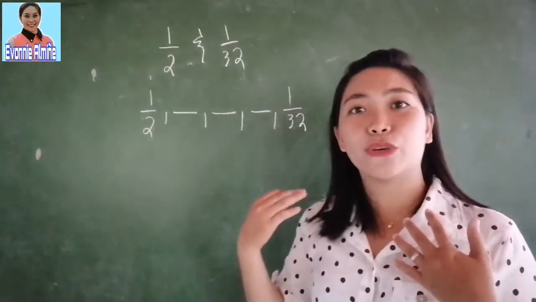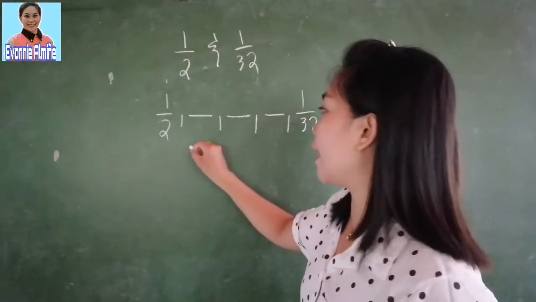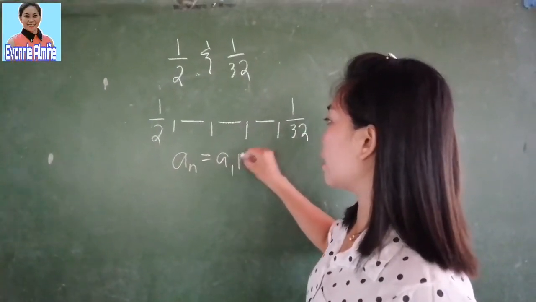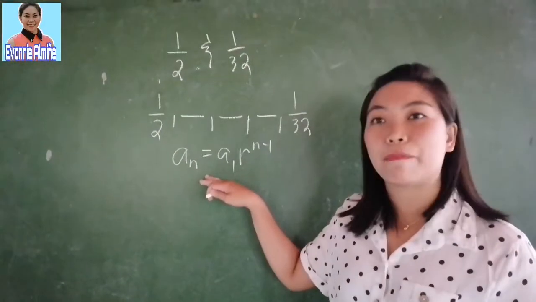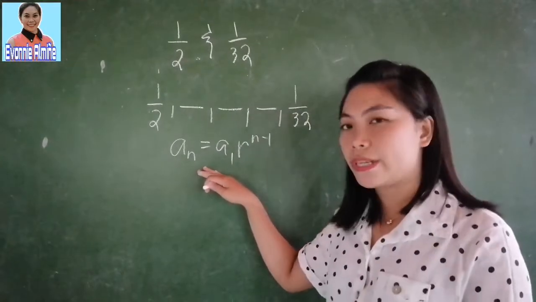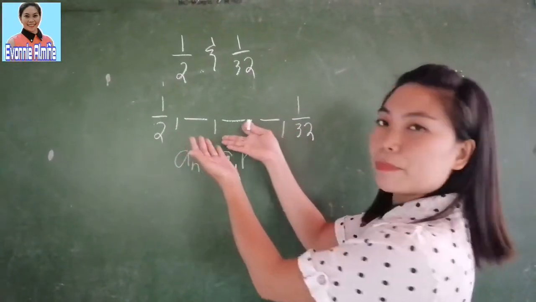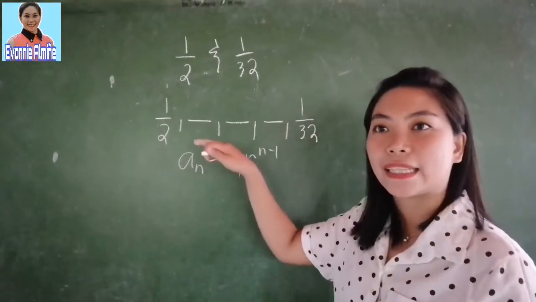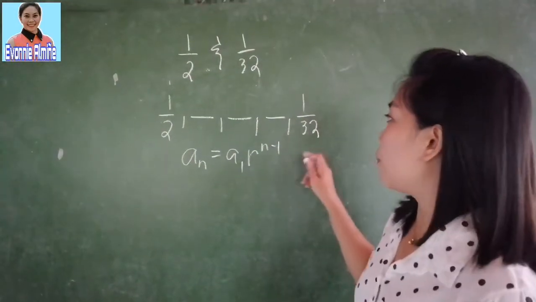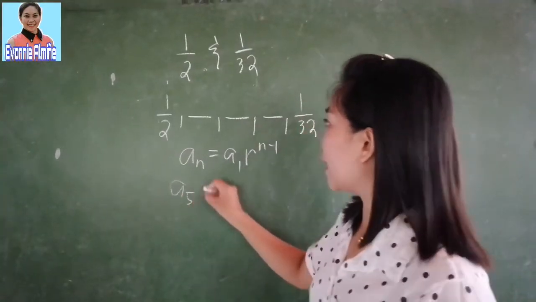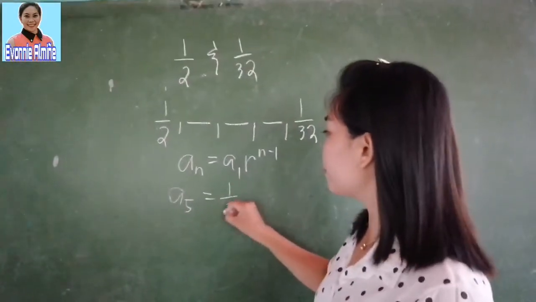Okay? Ano nga ulit yung formula natin in finding the last term of our geometric sequence? You have a sub n is equal to a sub 1 r raised to n minus 1. Do you think we can still apply this? Of course, ito pa rin yung gagamitin nating formula para masupply natin yung nawawalang terms sa ating geometric sequence. So, we have 5 terms. We have a sub 5. Bring down the first term, which is 1/2.